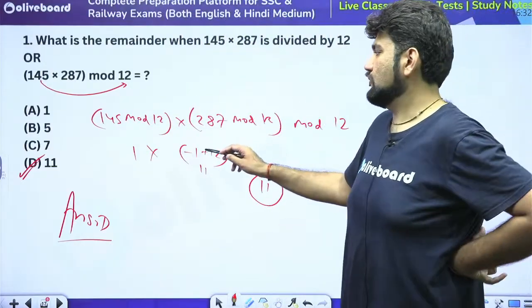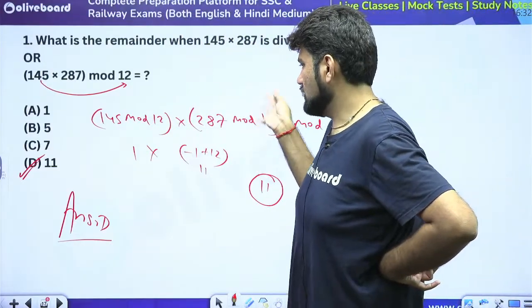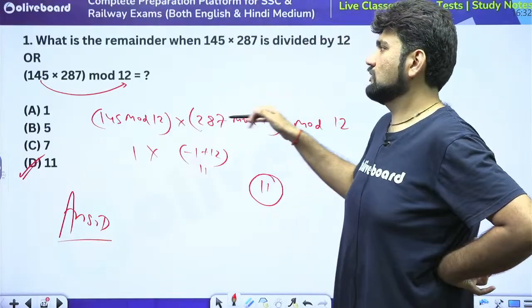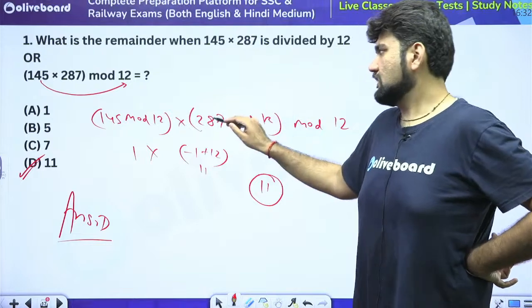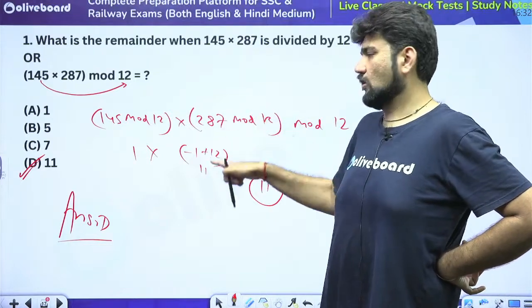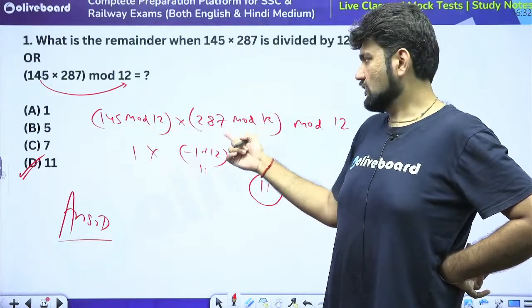This is how minus will help you out. Technically, you could have gotten 288 and 12 minus, that is 276 also. Correct? And 276 and 287. So then you could have solved it like that also.